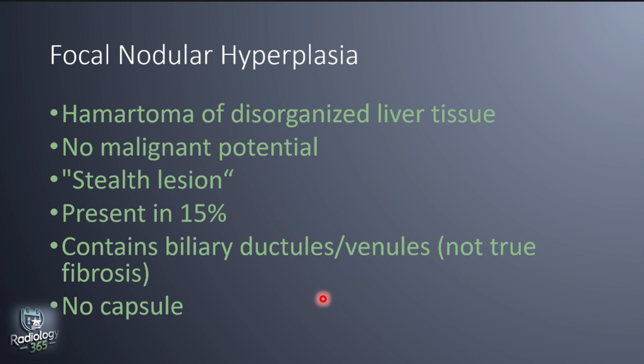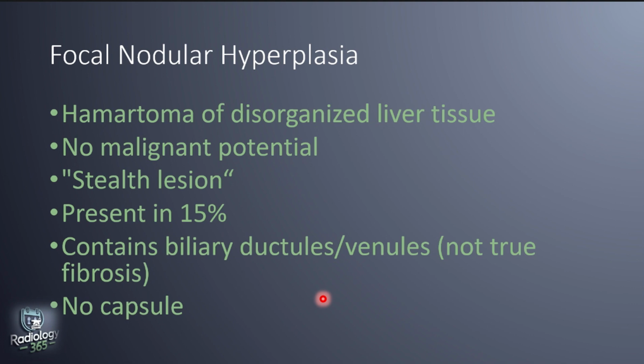Focal nodular hyperplasia is a hamartoma consisting of disorganized liver tissue with no malignant potential. FNH is called a stealth lesion because it resembles the background liver parenchyma. Of course, it's just hyperplasia of the liver cells, right? That is focal nodular hyperplasia.